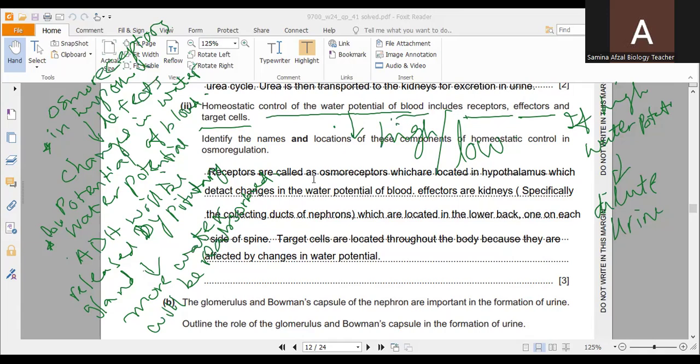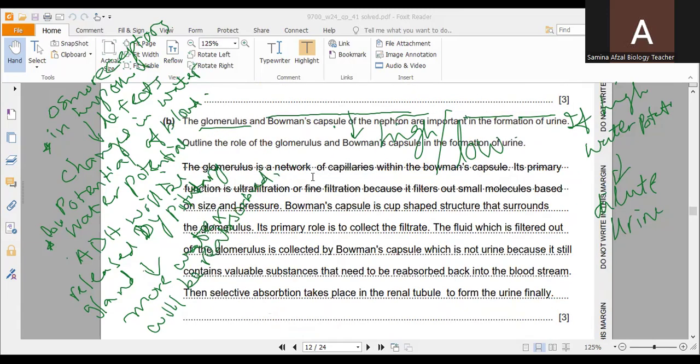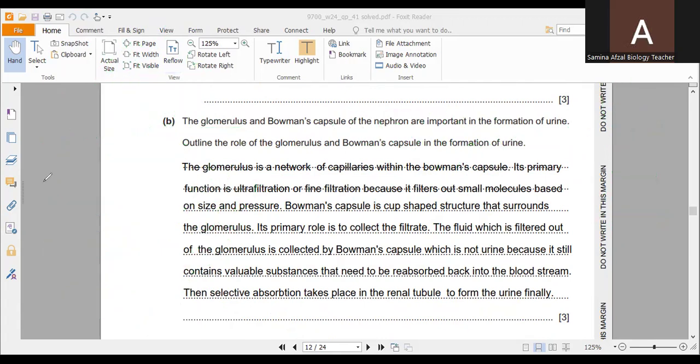Now we are moving towards the next question. The next question is: the glomerulus and Bowman's capsule of the nephron are important in the formation of urine. Outline the role of the glomerulus and Bowman's capsule in the formation of urine.